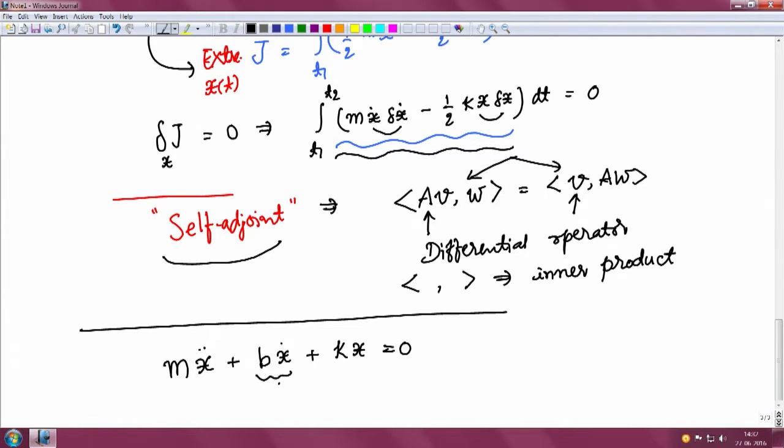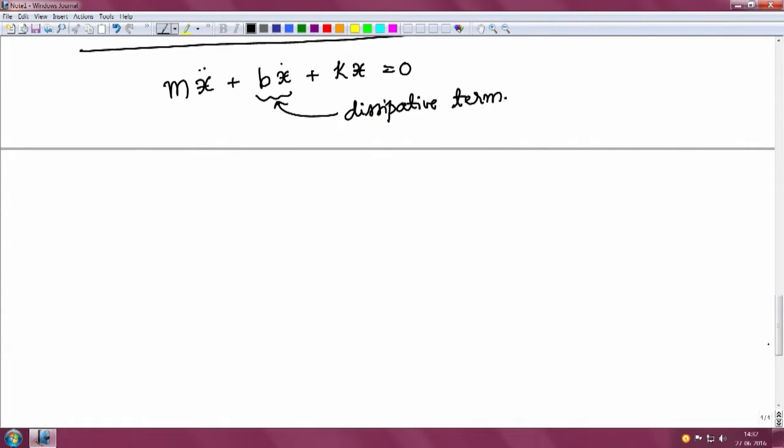As you know from mechanics, this is a dissipative term. Dissipative terms will lead to a differential operator that is not self adjoint, that is, there will be a lack of symmetry. So, normally we say that it is not possible, but I will show you two ways in which this also will lead to a way of constructing a problem which leads to a functional that, when minimized, will lead to the differential equation.